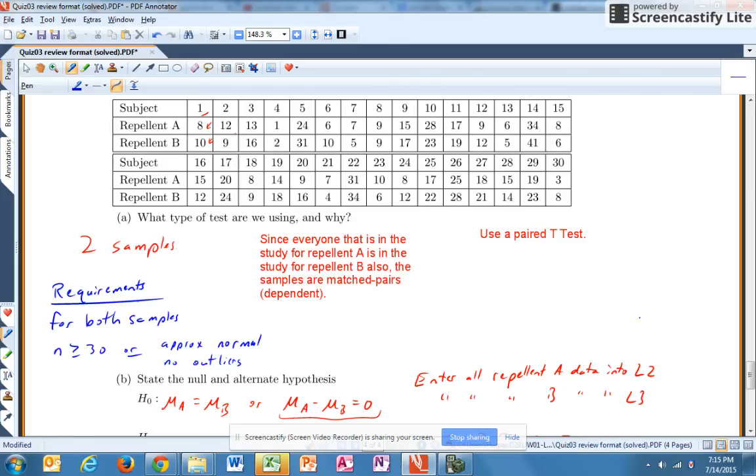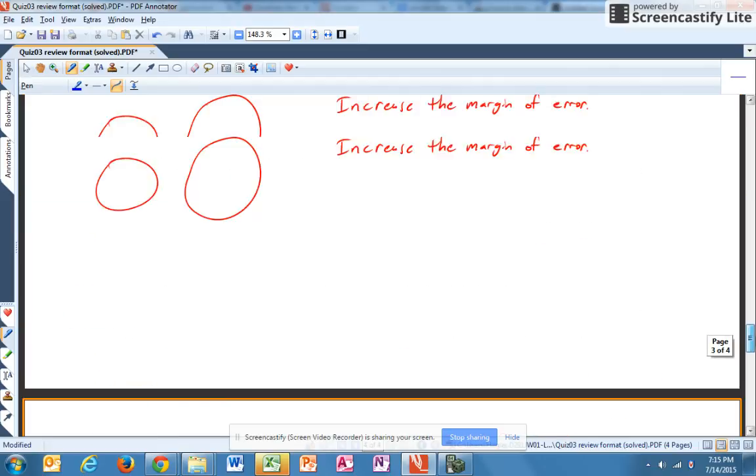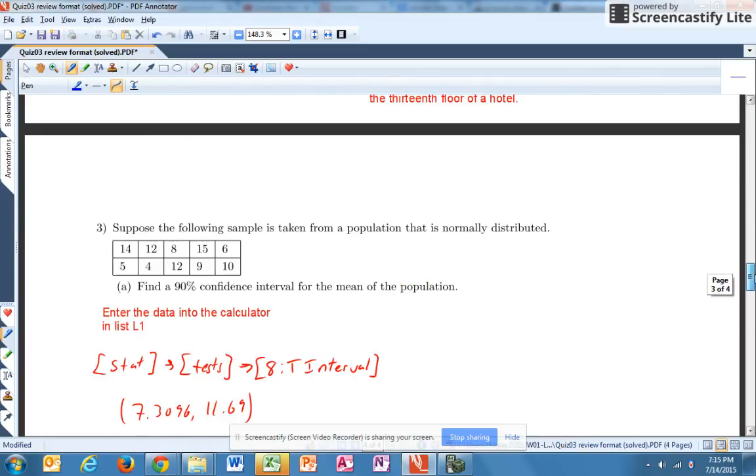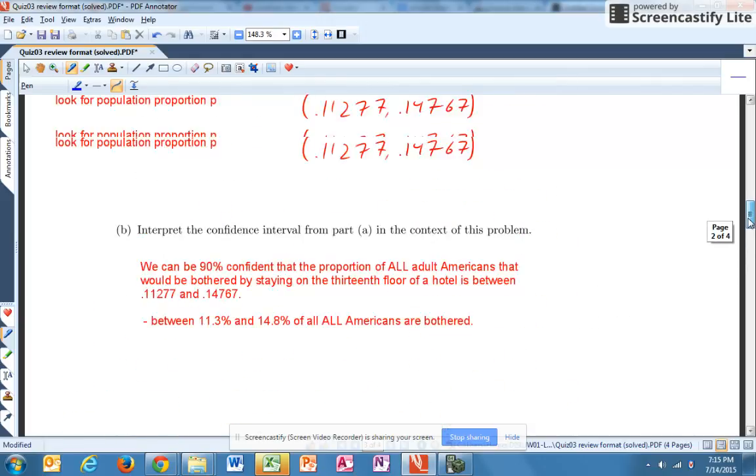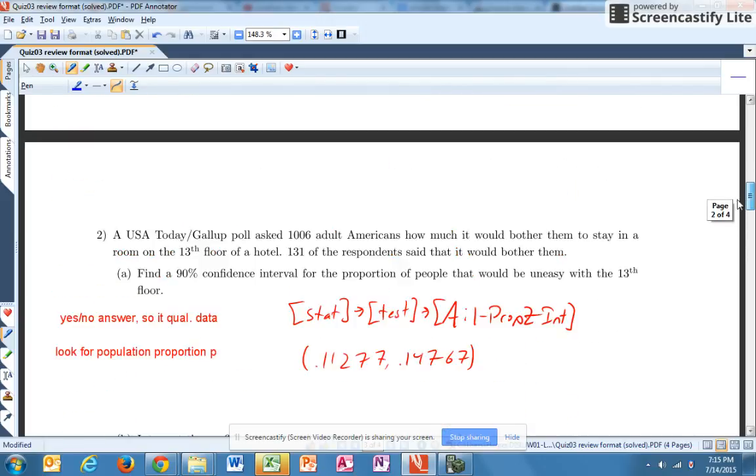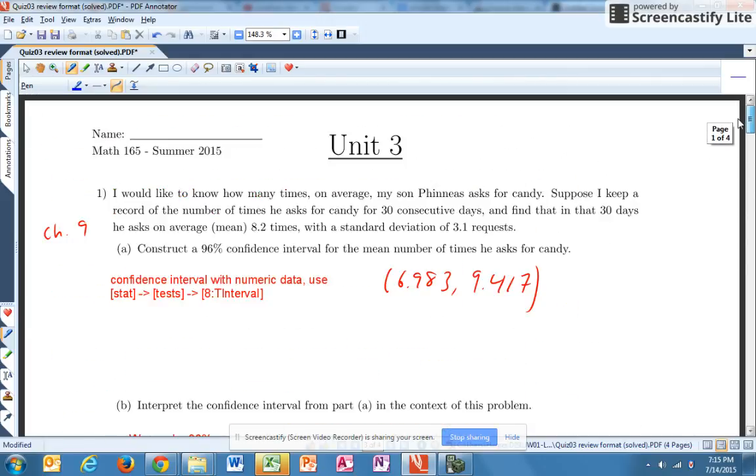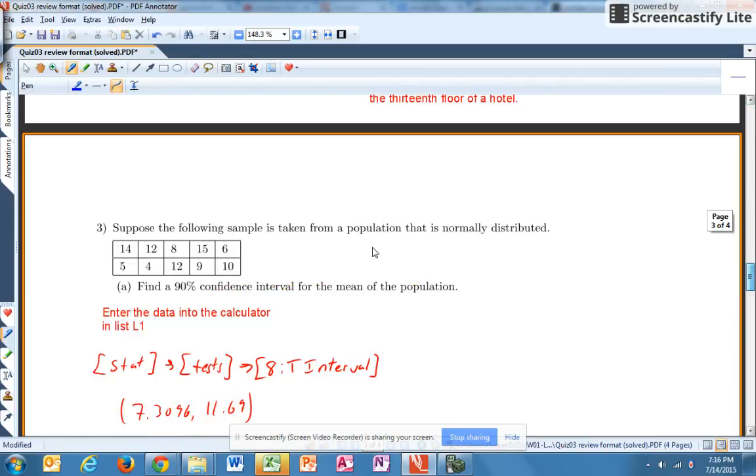Sample size is big enough. In our earlier problems, we needed the same thing. So in this question, it says that it comes from a population that's normally distributed. That's important because we only have 10 items here. Okay. And then in number 1, again, we have the 30, so we have at least 30.